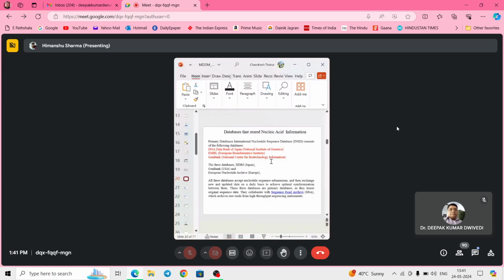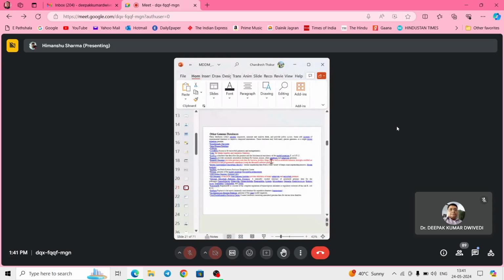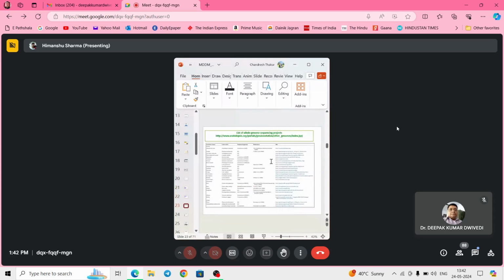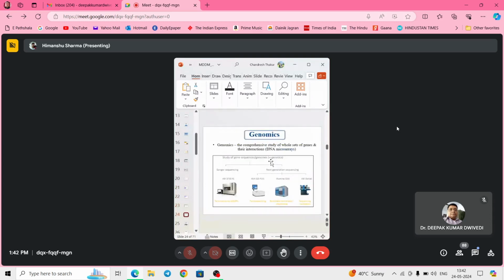Anyone can use it. If I submit one DNA sequence, it can be used by any researcher around the world. There are other different types of databases too, like SNP data or any other type of data. So genomics is the comprehensive set of the genes and their interaction. This is what we call genomics. So genomics is mainly the sequence of DNA.